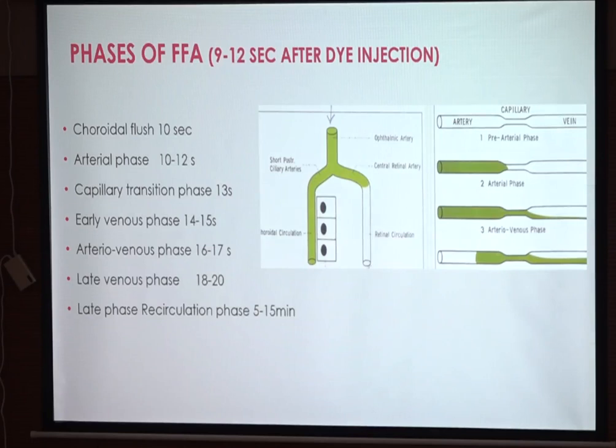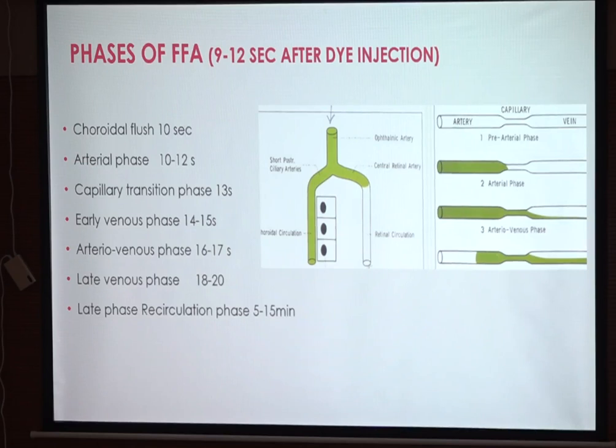To understand fluorescein angiography, you must understand the phases of fluorescein angiography. Once you push in the dye, it takes around 9 to 12 seconds to reach the eye. Initially the choroidal vessels would get filled, and you will have choroidal flush. It starts appearing at 10 seconds after you inject the dye in a younger patient. In an older patient, it could be slightly longer.